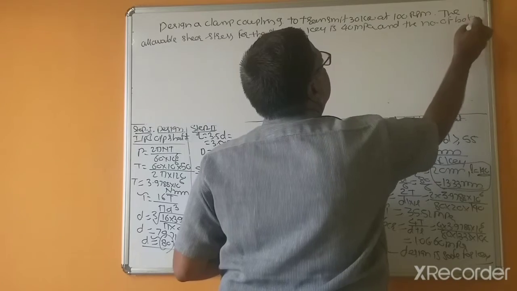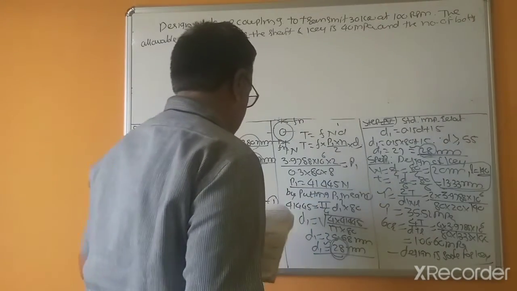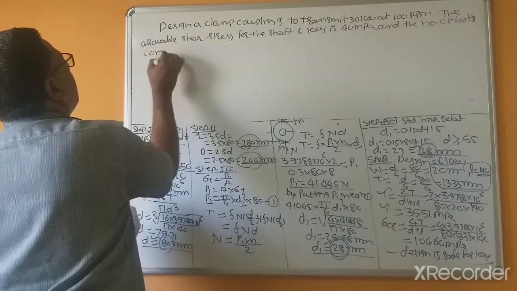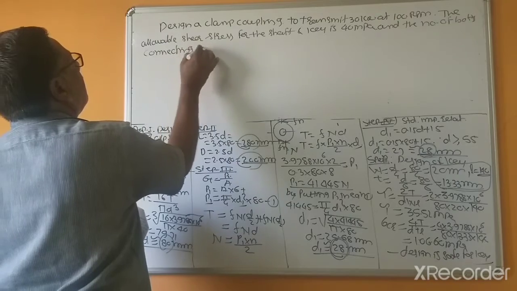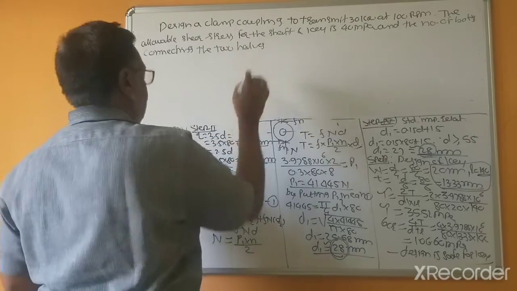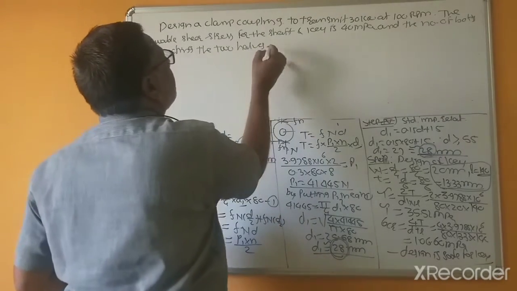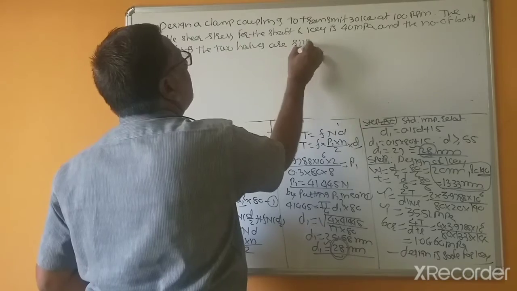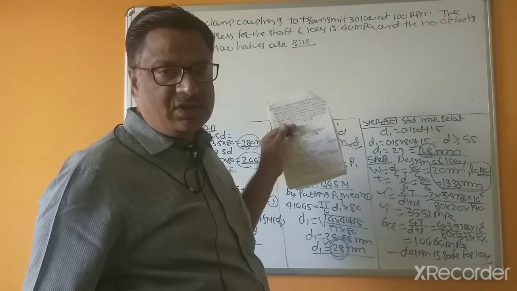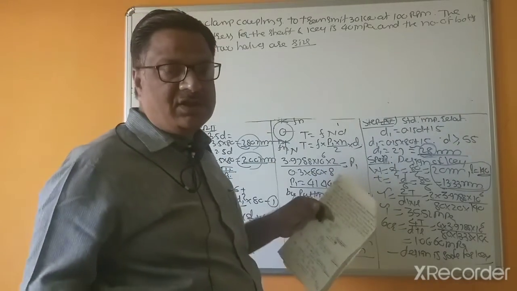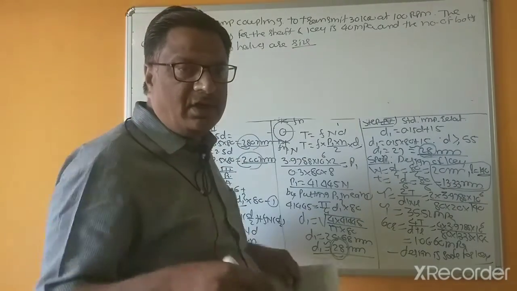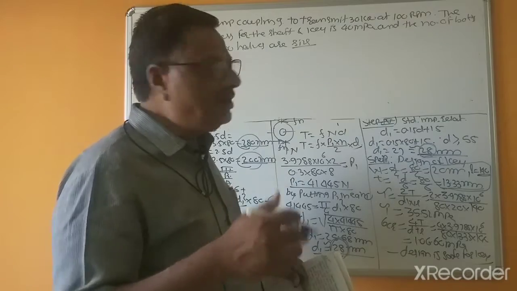connecting the two halves are 6. This is given in the problem. This is 6. So actually this is 4, 8, but here it is given 6. So we can use this at the joint of the two shafts and equally shared, means 3, 3.